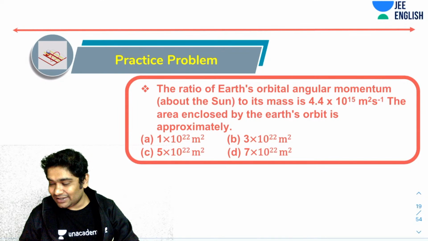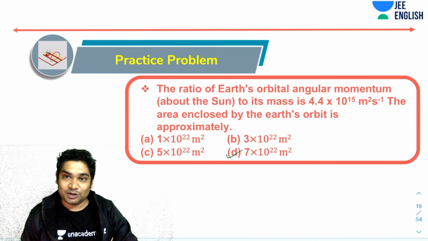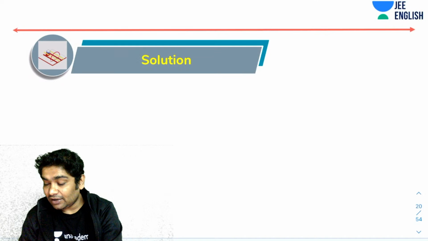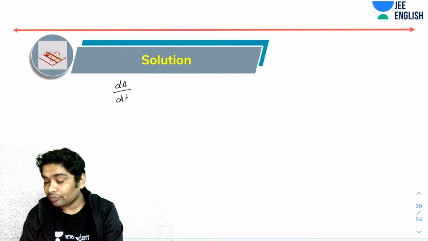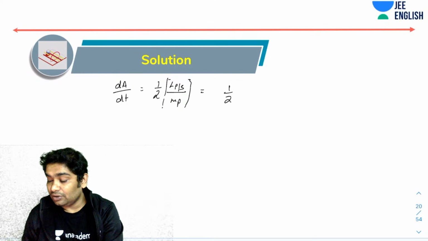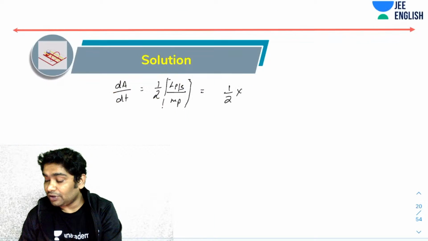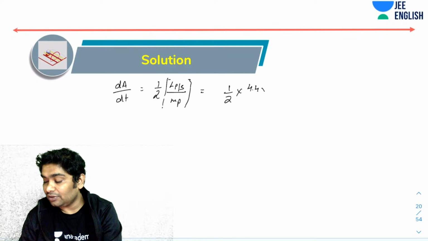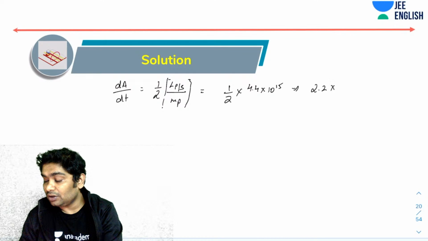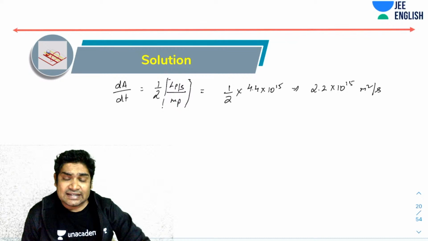Just a little bit of calculation, and then there is absolutely nothing to this question. I told you earlier, what is dA by dt? The areal velocity. Areal velocity is 1 by 2 times the angular momentum of the planet with respect to the sun over the mass of the planet. Now this ratio has been given to you. So this will become 1 by 2 into 4.4 into 10 to the power 15. So the areal velocity is 2.2 into 10 to the power 15 meter square per second.